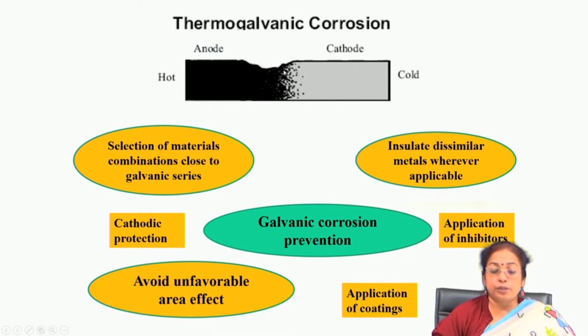Now, let us quickly go through the ways by which you can combat galvanic corrosion. Some of the techniques normally applied for prevention of general corrosion can also be applied for galvanic corrosion. They are cathodic protection, application of inhibitors in the environment, and application of coatings. These are very standard ways of protecting the surface against any kind of corrosion, but apart from that you can also choose proper material combinations which are very close in the galvanic series.